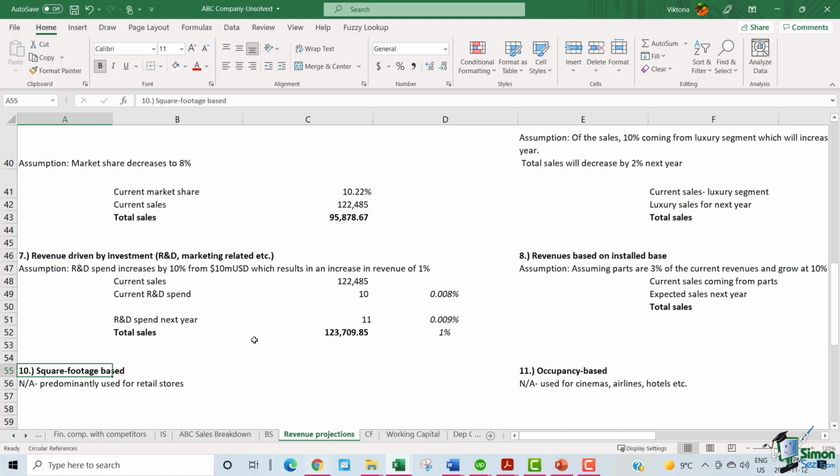We also have square footage based models, but these models are primarily used by retail companies as they estimate the revenue per square foot or the revenue per store. And lastly, we have the occupancy-based approach. This approach, although not applicable to ABC, is very useful particularly for airlines, cinemas, hotels, and other businesses with low marginal costs.